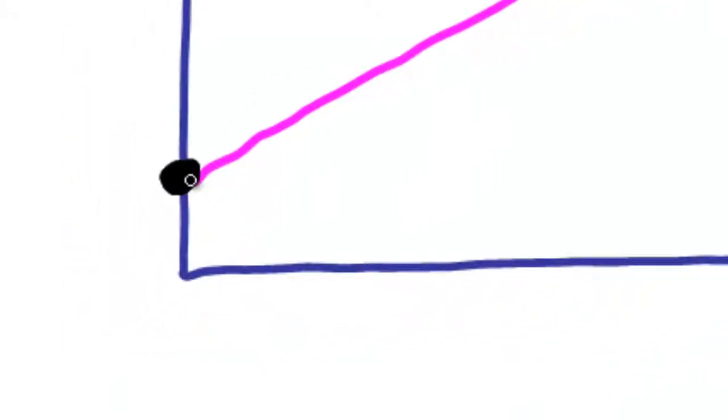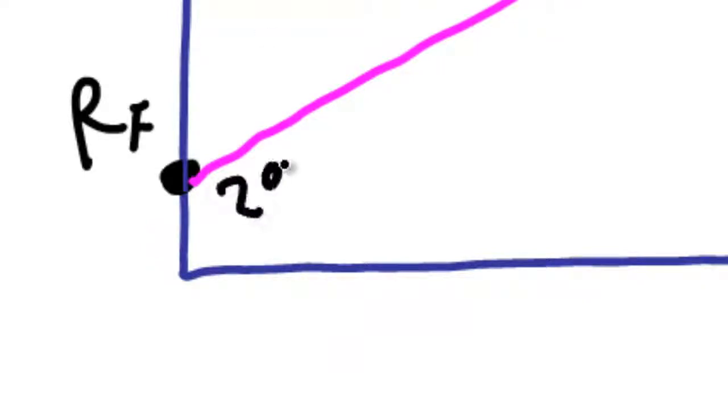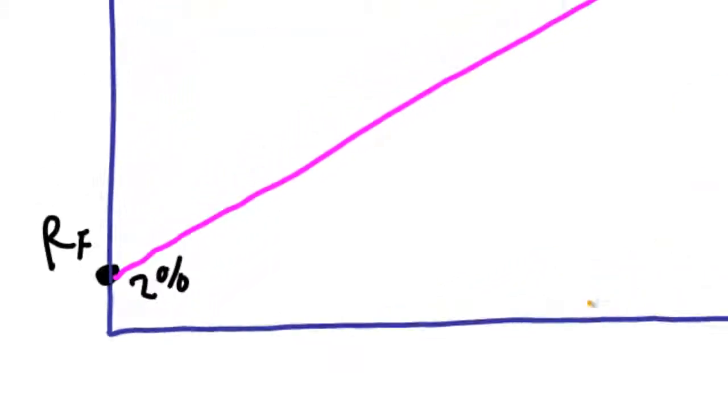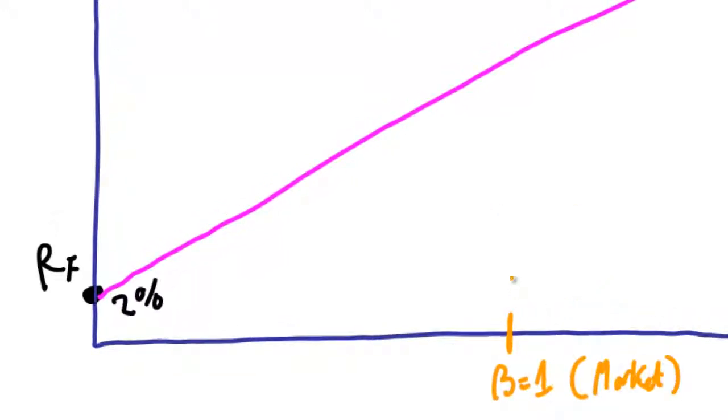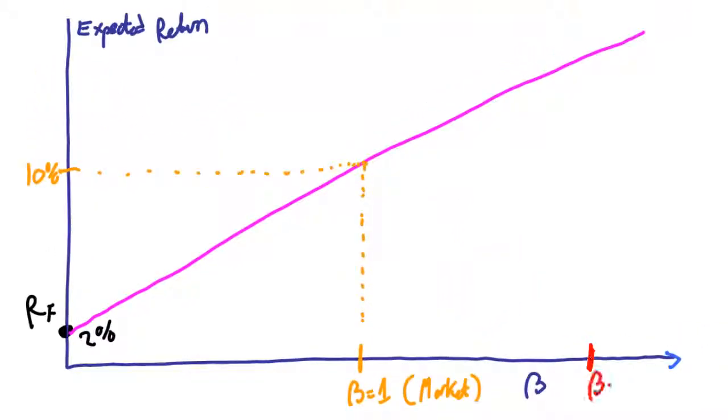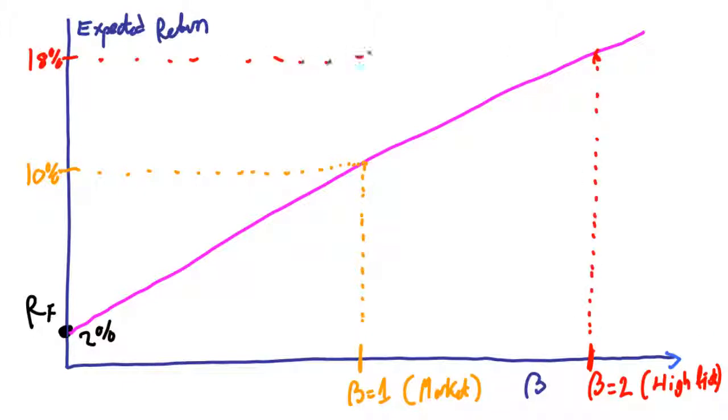Here we've got a risk-free return from something like a US Treasury bill, and let's say here it equals a measly 2%. And here we've got the expected market return, where beta is actually defined as equaling 1. Let's say its expected return value equals a satisfactory 10%. If a high-risk portfolio has a beta of 2, it plots here. Its expected return on this line will be 18%.